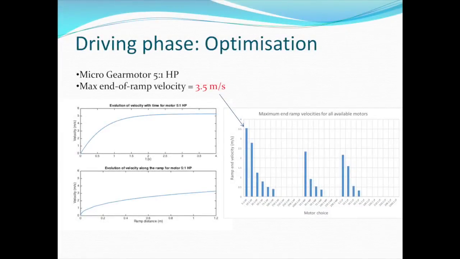The motor chosen was the Micromotor 5:1 HP. This yielded larger ramp end speeds than every other motor, as shown in the graph on the bottom right.